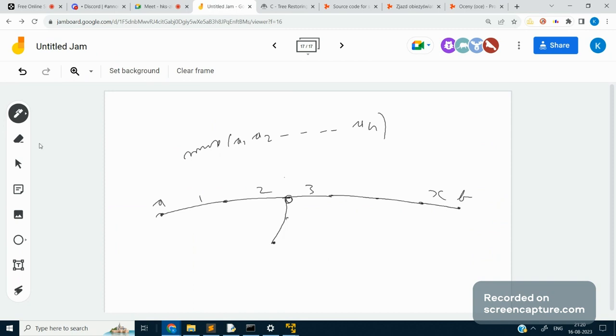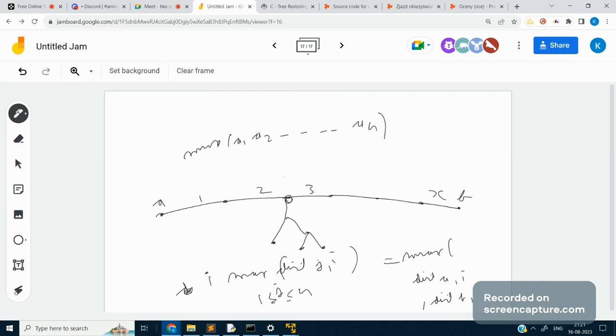Let's say we have a subtree here. Now we will show that for a node i, the max distance from i is equal to max of distance a to i and distance b to i. So we can show that at least one of a or b is the furthest node from any vertex. Now I will show this fact.